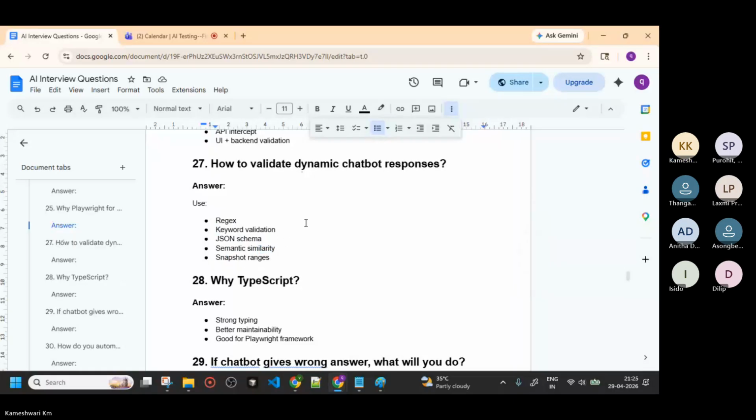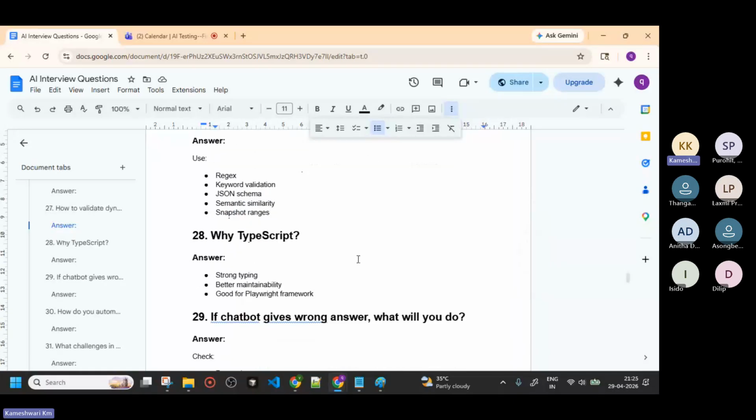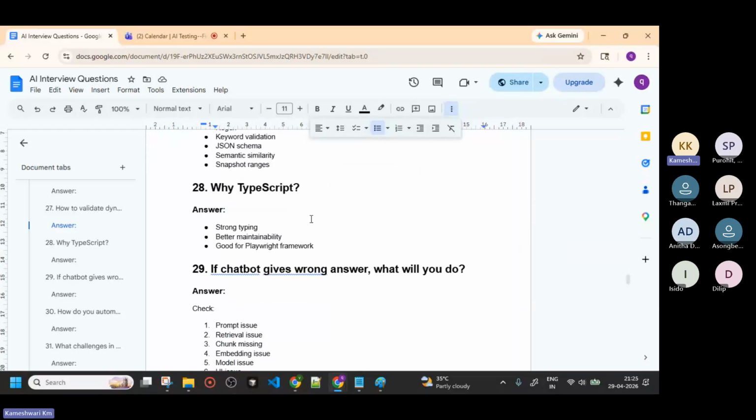It depends. Why TypeScript, strong typing? Because in JavaScript we don't have any types, so for a function that adds a plus b, we can give 10 plus the string 5, and we get the answer 105. In TypeScript we have to define number colon a, number colon b. While adding, it will accept only the type number. If it is not a number, it will throw an error before compiling. That's the reason to go for TypeScript: strong typing, better maintainability, good for a Playwright framework.